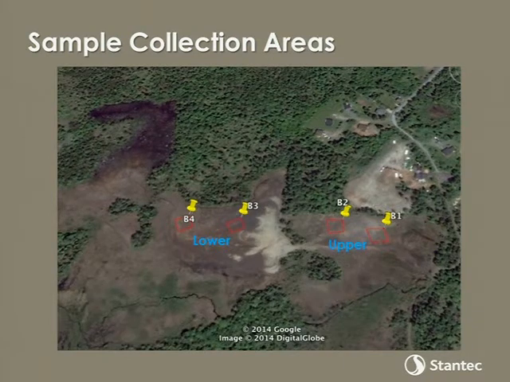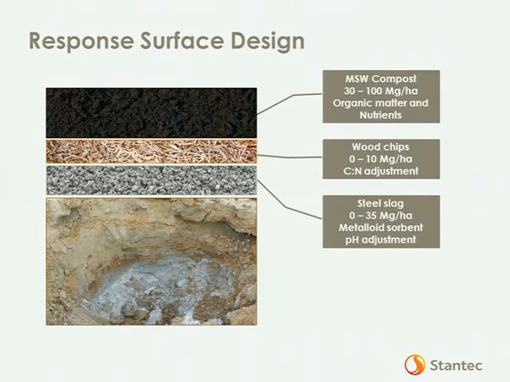So we collected materials from 2 locations in the upper tailings and 2 locations in the lower tailings, which served as the experimental replicates, and then subjected them to a response surface design. How we set this out, we had 3 amendments. We had municipal solid waste compost, so that's what you put in your green bin.